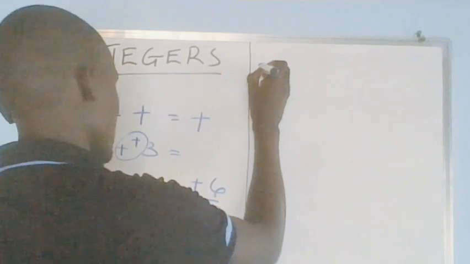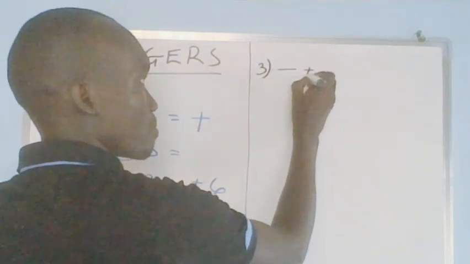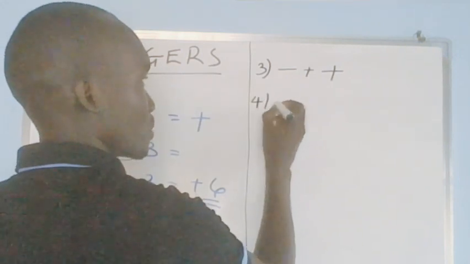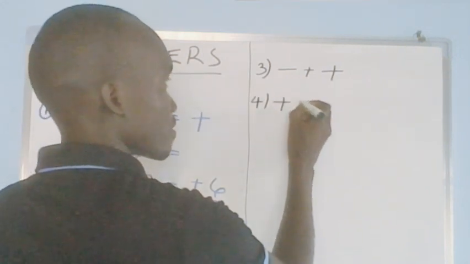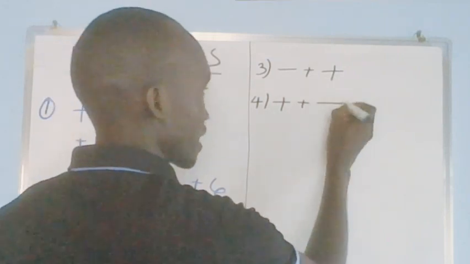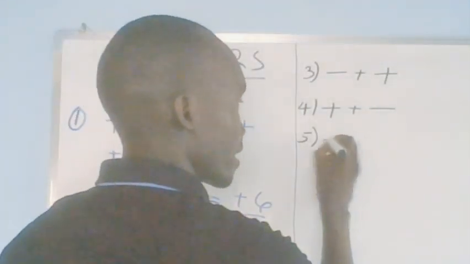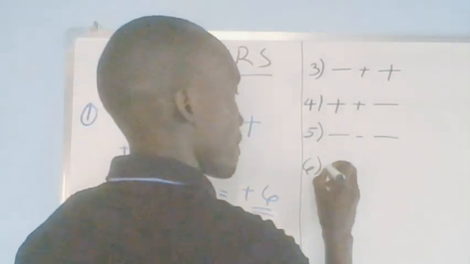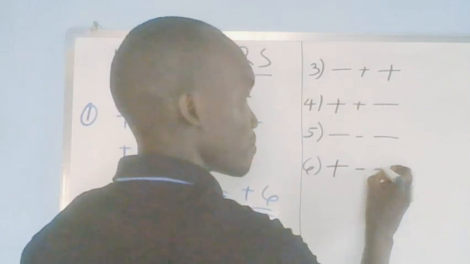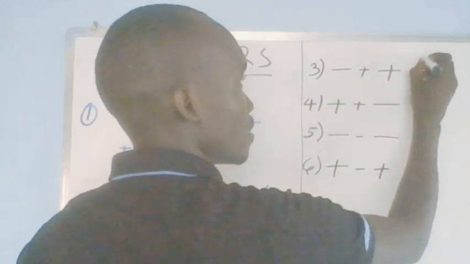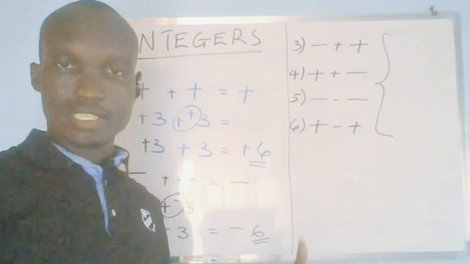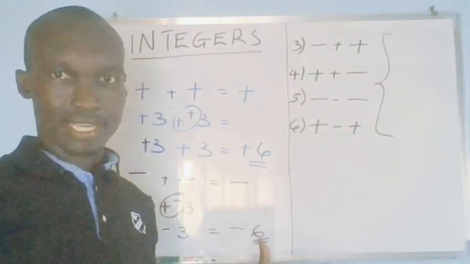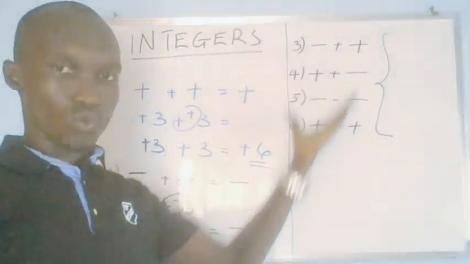We have the third one, negative plus a positive. The fourth one will be positive plus negative. The fifth one will be negative minus negative. And the sixth one will be positive minus positive. Now all these four take the sign of the number that is bigger, either the positive one or the negative one. And I'm going to give you examples to work out all this to show.